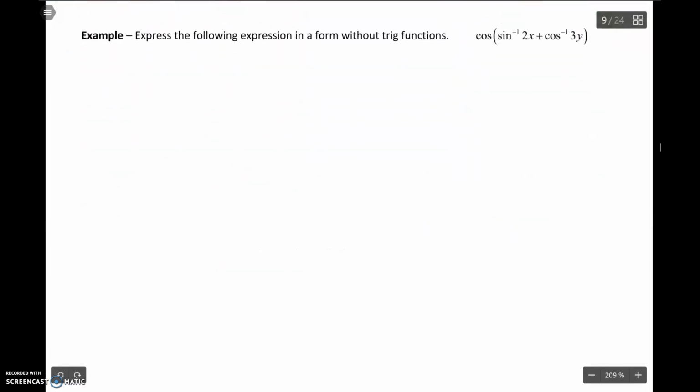Example 2. Express the following in a form without trig functions. I have the cosine of the inverse sine of 2x plus the inverse cosine of 3y. These all work out the same way. This one just has variables, but these are ratios. So let's let alpha equal the inverse sine of 2x over 1, and beta equal the inverse cosine of 3y over 1.